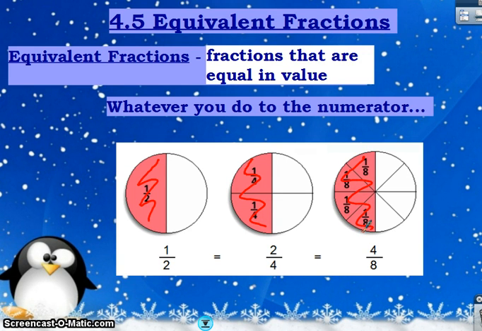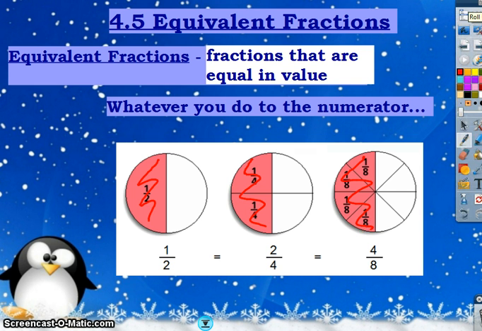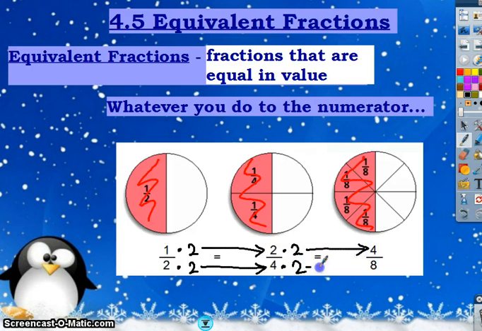Okay. Now, how did they do that? Well, whatever you do to the numerator, you have to do to the denominator. So what they actually did is, here, they're just multiplying the numerator and the denominator both by 2. And we end up getting 2 over 4. Same thing. Now here, they multiplied by 2 again, and we get 4 eighths. Okay.